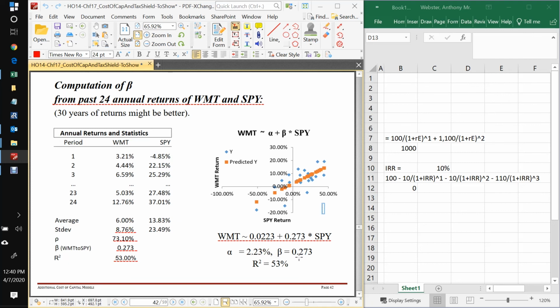And the beta is the slope, clearly much less than 45 degrees here. And the R-squared of 53%. Okay, so let's put in a warning.